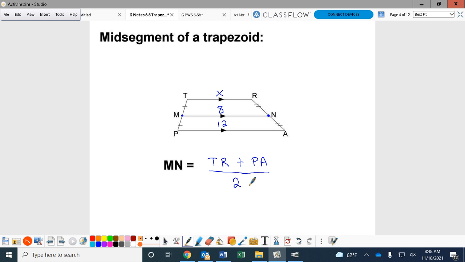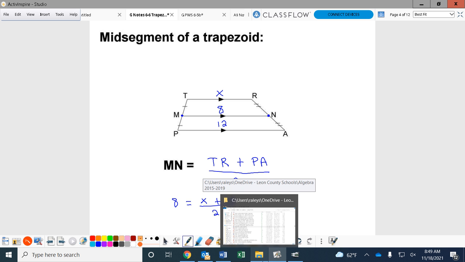Okay. X, 8, 12 would be set up like this. Guys, MN is the 8. It's going to go in front. It's going to look like this. 8 equals, TR is the one on top, so it's going to be X plus the one on the bottom, PA, is 12. And we're dividing by 2.